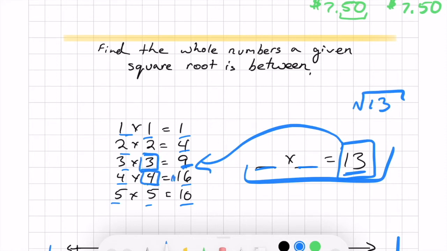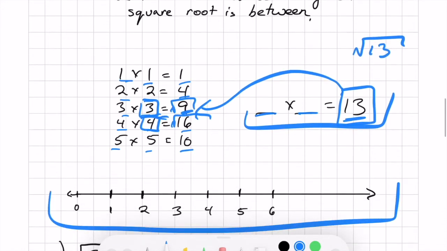Because the square root of 16 is 4 and the square root of 9 is 3. So I know it's going to fit in between those two numbers on the number line. It will fit somewhere in there. So I know that it's going to be 3 decimal something. Okay, we're going to get back to this later.